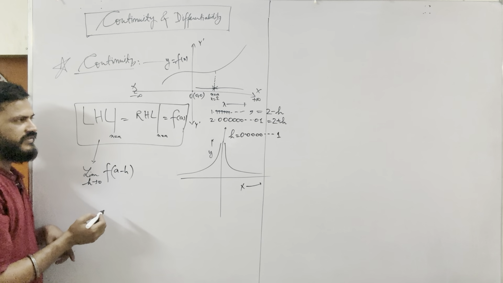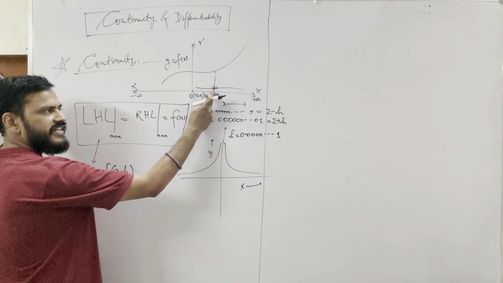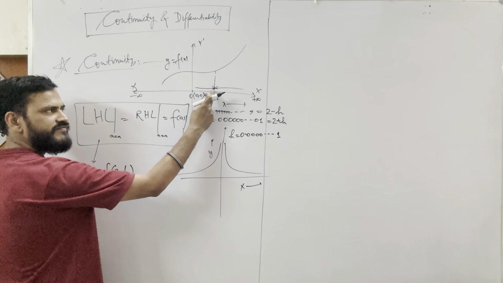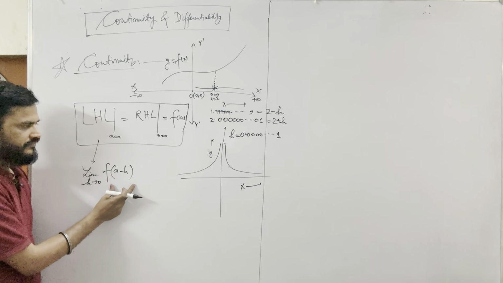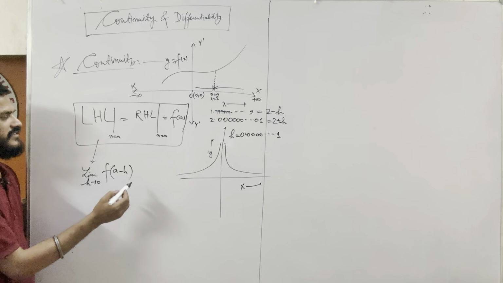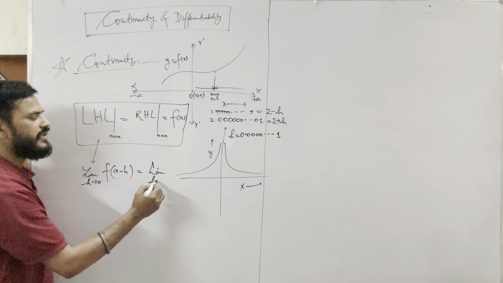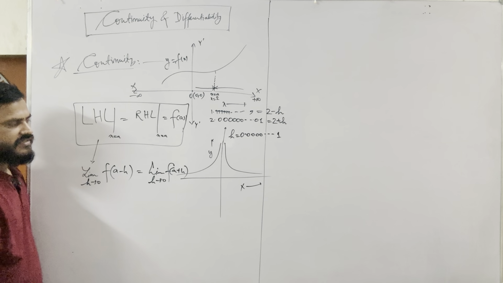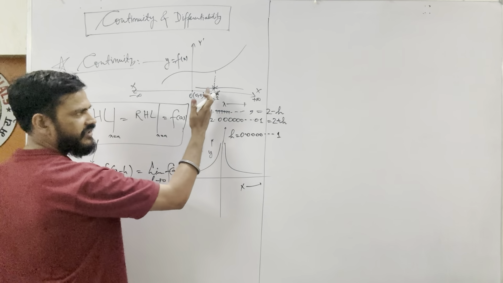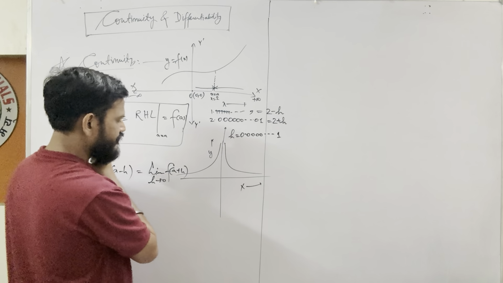So the left hand limit is limit h tends to 0 of f of a minus h. That means you want to check just the left hand side of your value a. A minus h means very close to a, but on the left hand side. So you want to find that value. Now, what will be the right hand limit? Limit h tends to 0 of f of a plus h. That means you want to check the value of the function just on the right hand side of a.